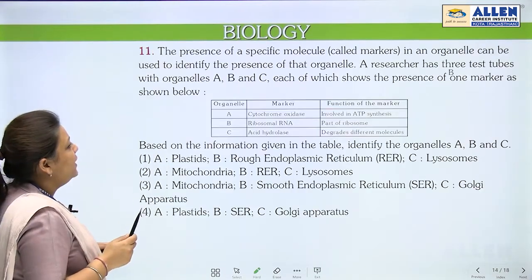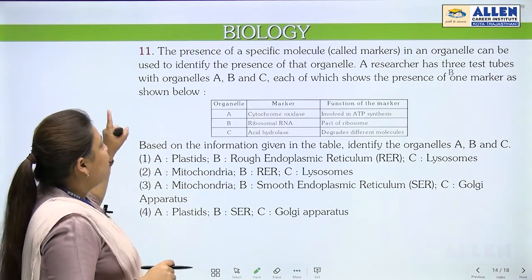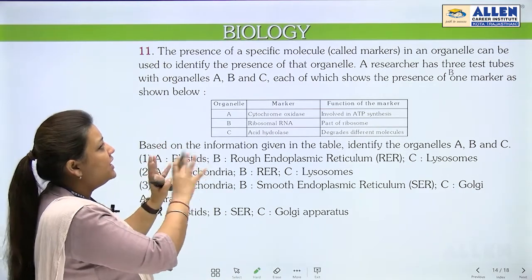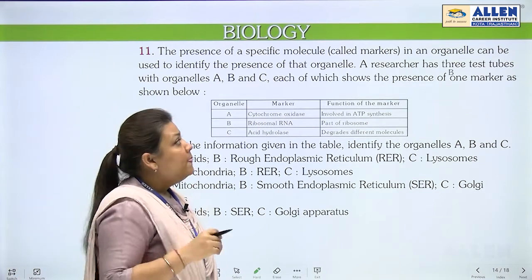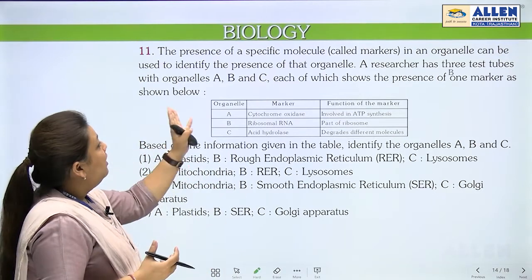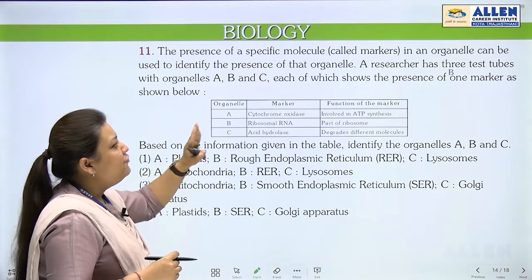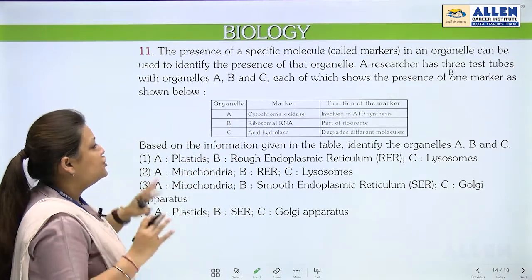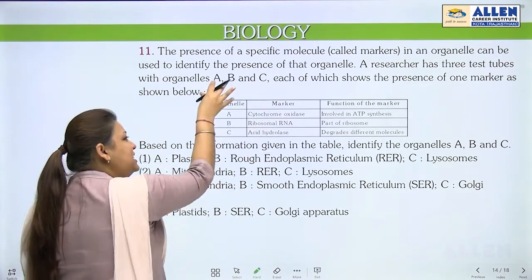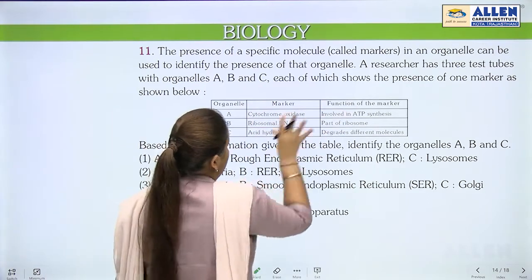Now moving on to the next question. The presence of a specific molecule in an organelle can be used to identify the presence of that organelle. Clear? So there is presence of certain molecule, a specific molecule which is also called a marker, which is going to mark an organelle. A researcher has 3 test tubes with organelles A, B and C, each of which shows the presence of one marker as shown below. So these are the specific molecules which are found in these specific organelles. Clear? And the functions of these molecules are given over here.